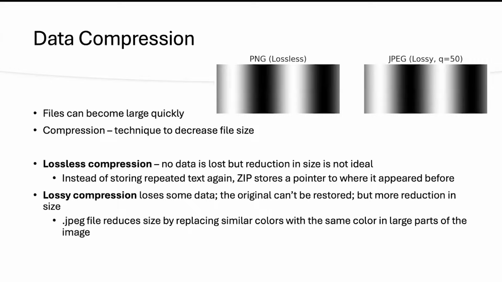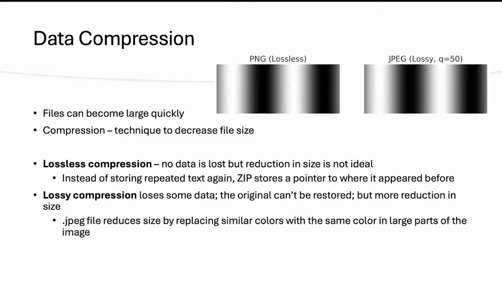Nowadays, data have become larger and larger. For example, when you go buy a phone, before we would probably buy a phone with, say, 64 gigabytes. That was good enough. But nowadays, you probably need something like 512 gigabytes because we take a lot of pictures and videos and so on. So files can become large quickly.